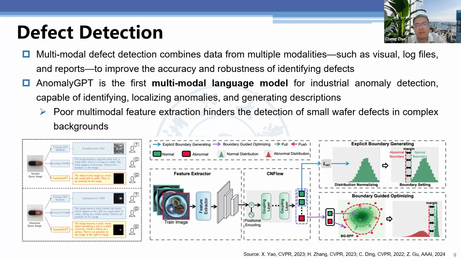It's not particular for semiconductor engineering, but the model itself can identify and localize anomalies and answer some questions. However, the poor multimodal feature extraction makes the detection of small wafer defects very inefficient. Meanwhile, it cannot answer anything else in addition to the particular question.